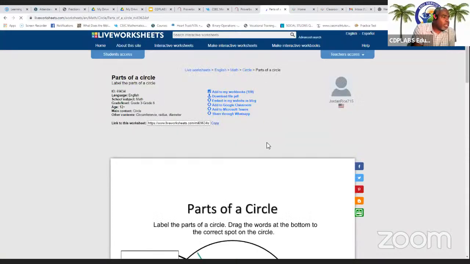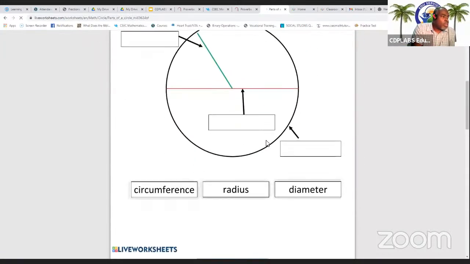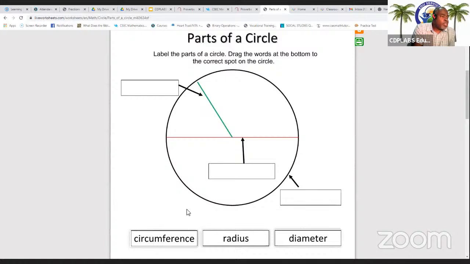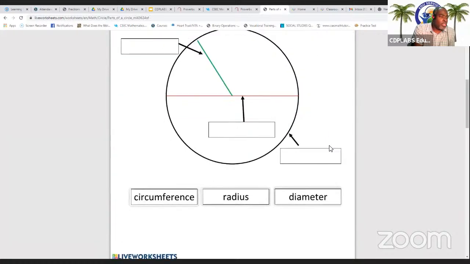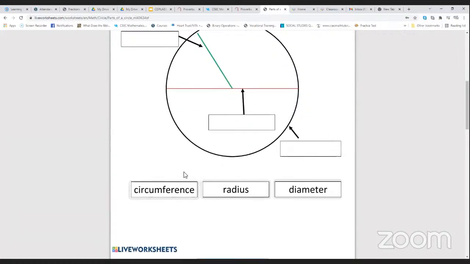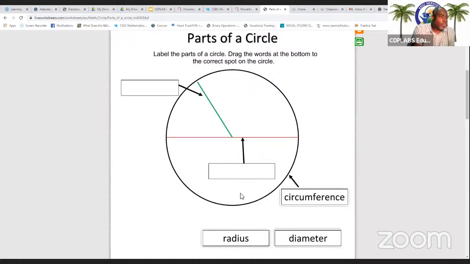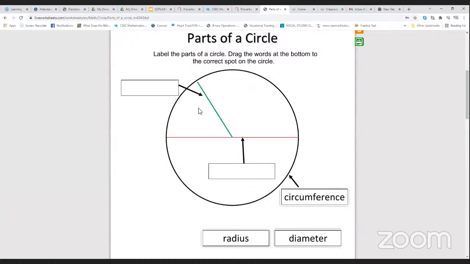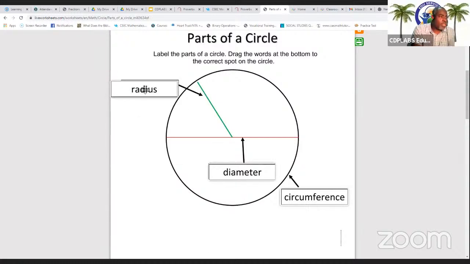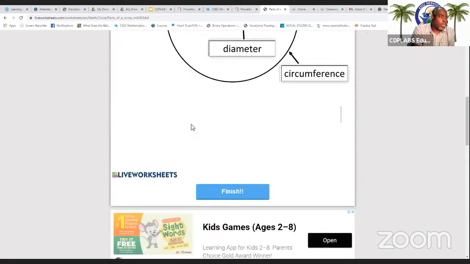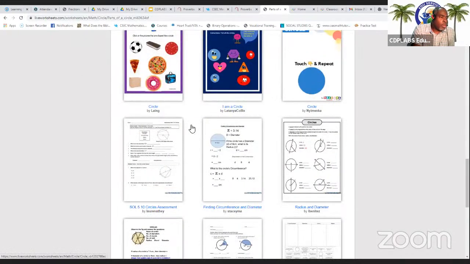All right, so we're going to move on now to parts of a circle quickly. Let's start with this one. Which of these words should go in this space right here, sir? Circumference. Which of the two words should go right here? Diameter. All right. And obviously this is radius. All right. Good. Not bad.